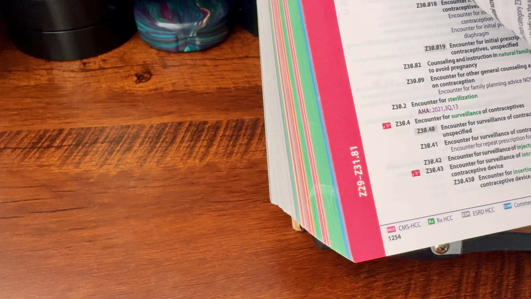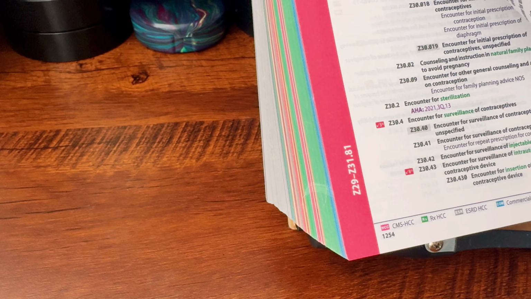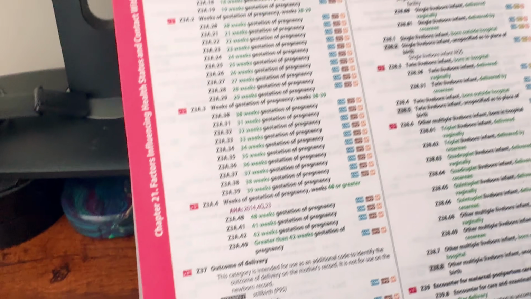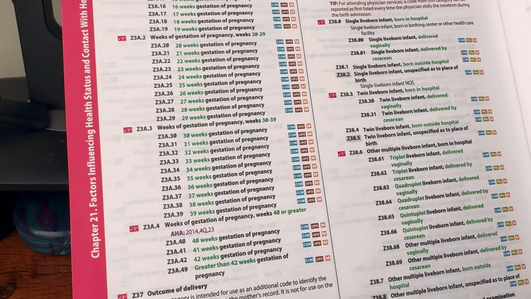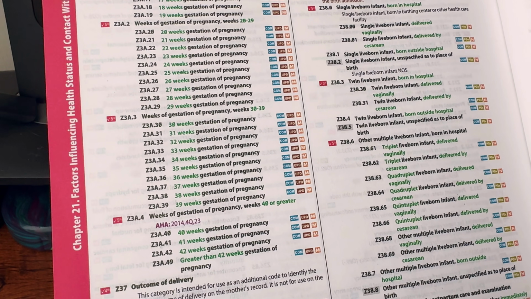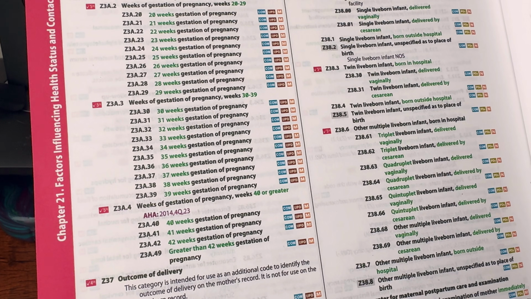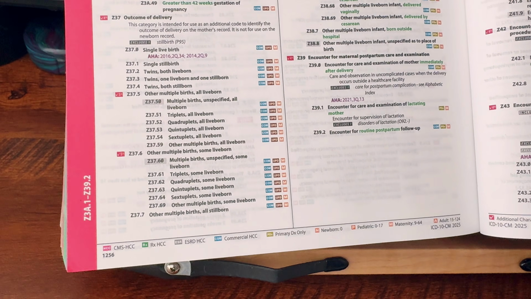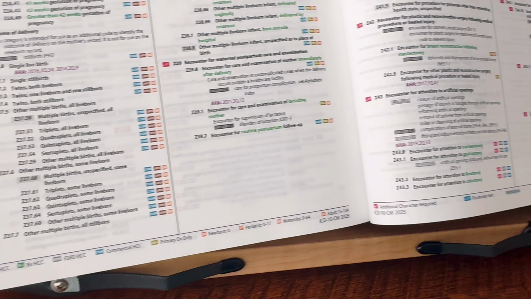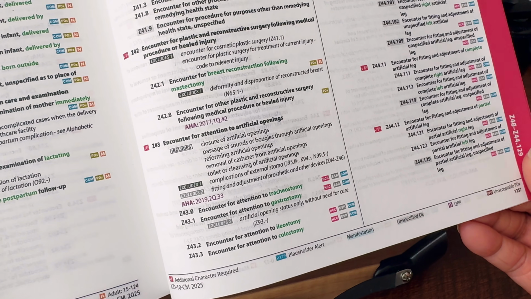Now, do I do this while I'm coding? No. But if you are learning and you're new to coding, you definitely want to do this. But did I literally actually look up Z37 and Z3A37 when I coded it while I was working? No, because I know it was correct.